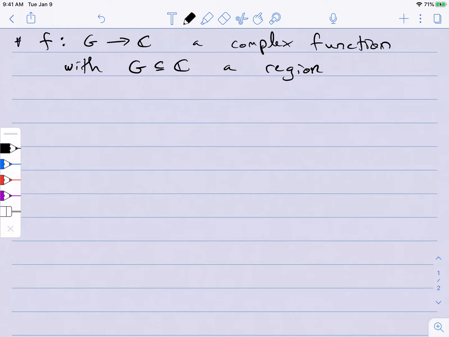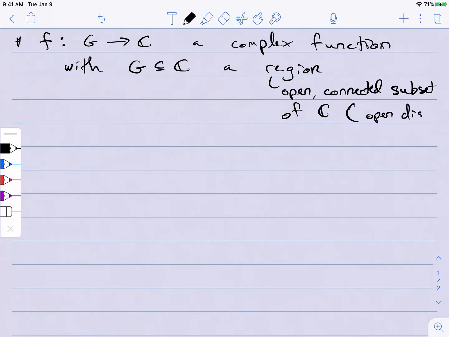We've got some complex function from the complex numbers to the complex numbers, or maybe a little more generally, if f is not defined everywhere, it's defined at least on some region G. And just to remind you, a region means an open, connected subset of C. And so what you should think of is like an open disk.